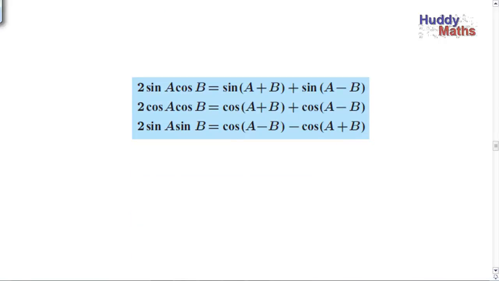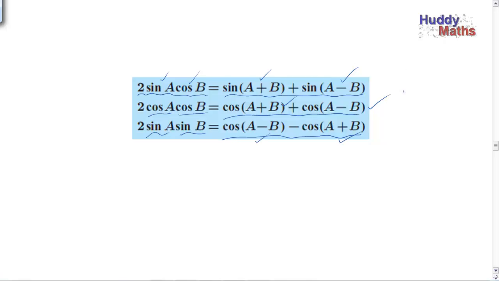Okay, here's some more formulas we've seen before earlier in this course, usually in the earlier year of this course. And what is this? This is showing you how to change a product to a sum or difference. You'd read this: 2 sine A cos B is sine of the sum plus sine of the difference. Cos is cos of the sum plus cos of the difference. And sine is cos of the difference minus cos of the sum.